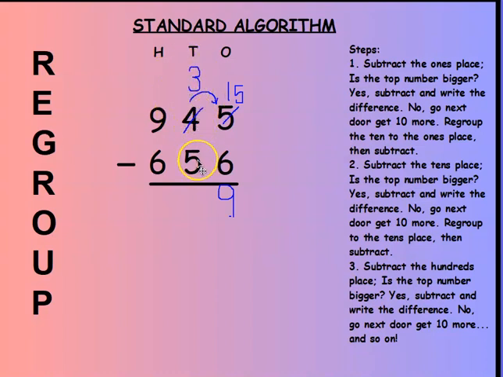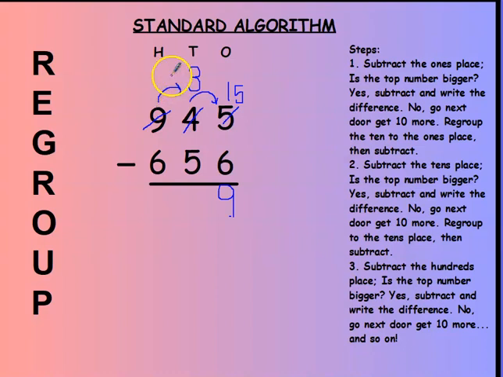I have to take 5 away from that. Do I have more on the floor? A 5 is more than a 3. I cannot take a bigger number away from a smaller number. I have to go next door and get a group of 10 from my hundreds place. So I'm going to bring a 10 here.